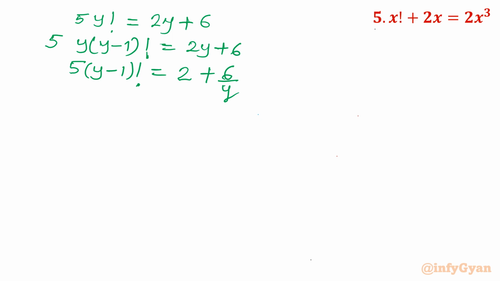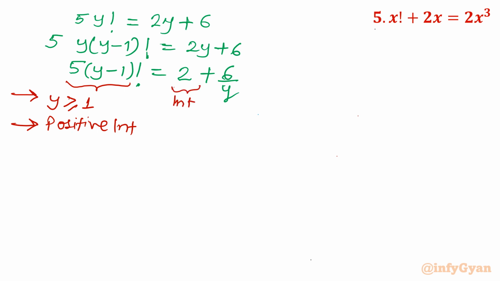Okay. Now we'll conclude something. Point number 1, from the LHS, the left hand side: y must always be greater than or equal to 1. If y is less than 1, then this factorial would be negative, which is not acceptable. Point number 2, it is always a positive integer. Now come to the RHS, the right hand side. This is already an integer, so this has to be an integer. For this, 6 over y has to be an integer. There are a few outcomes.